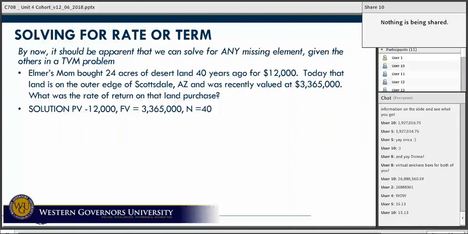I see typing. Oh, wow, you guys are on it. So yeah, precisely correct. So the compound annual growth rate was 15.